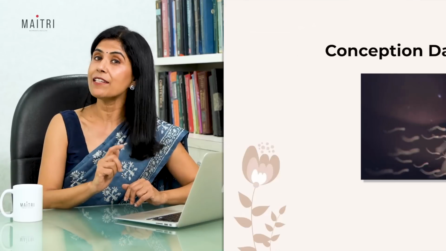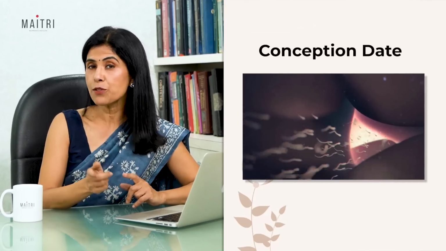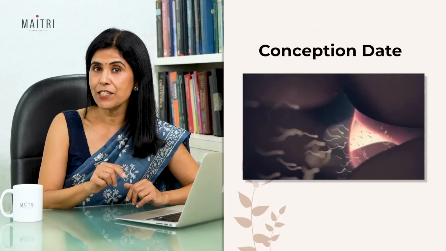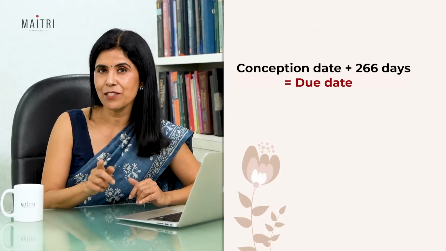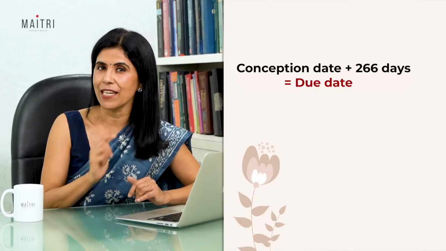Second method, conception date. You can also use your conception date to calculate the due date. So in case you've been tracking your ovulation symptoms or you have been using the ovulation testing strips, then you may be able to use your conception date to calculate your pregnancy due date. Just add 266 days to get your estimated due date.